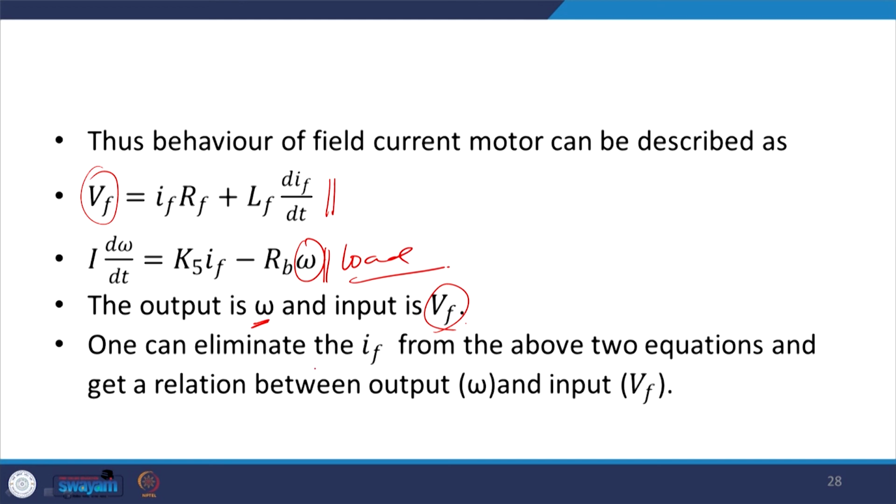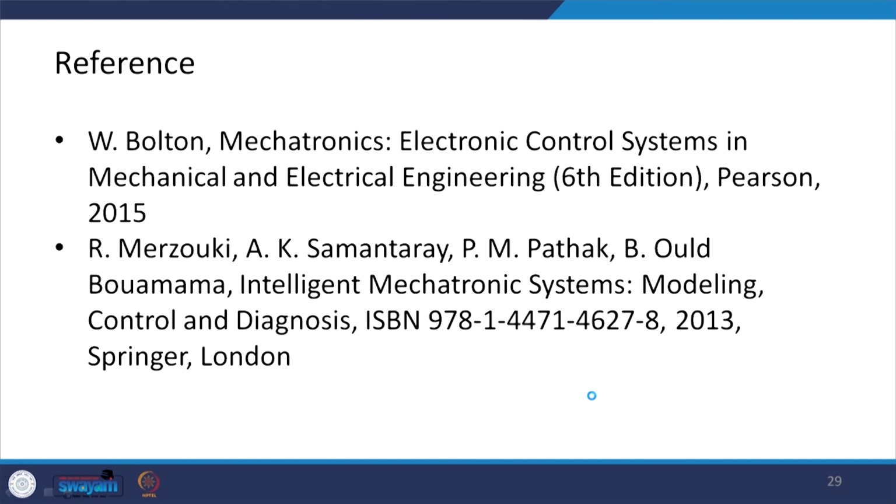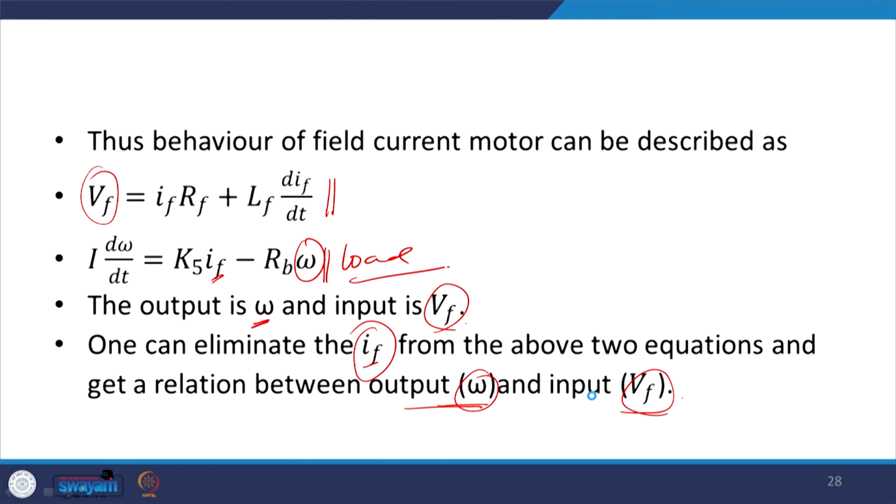Okay. So, we can eliminate If actually. If is common in these two equations. So, I can eliminate If from the above two equations and get a relationship between the output, which is my omega, and the input, which is my Vf. Okay. So, you see that here we have used the basic building blocks to model both the field control DC motor as well as the armature control DC motor.